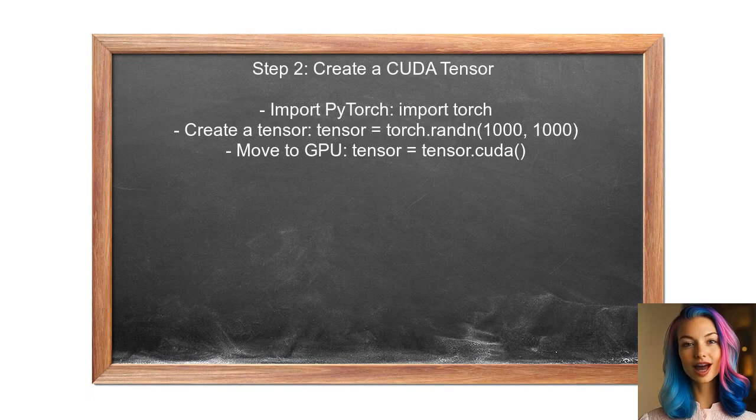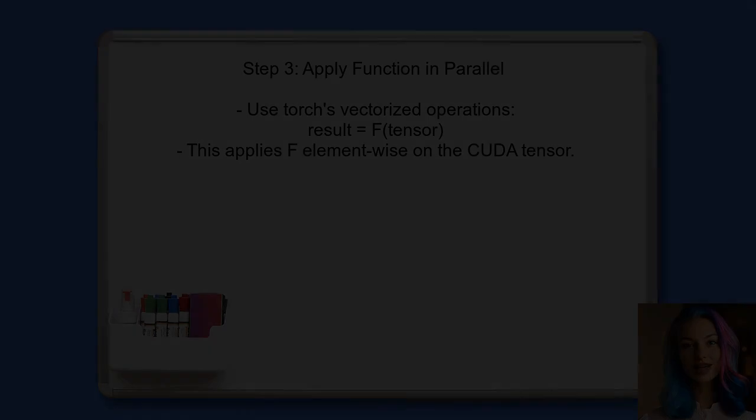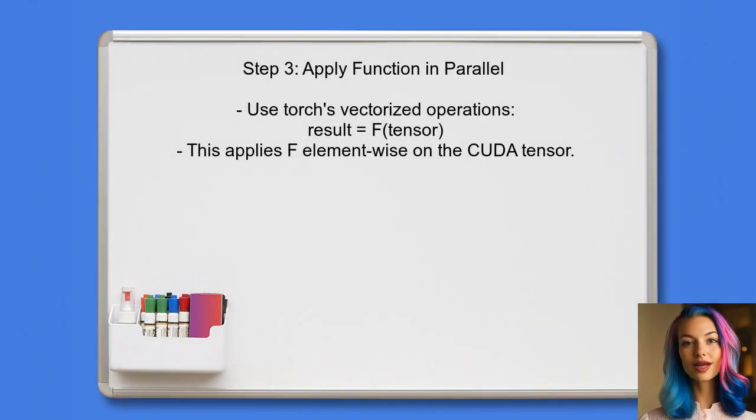Next, the user should create a CUDA tensor. This can be done by using the torch library to generate a tensor and then moving it to the GPU. Now, the user can apply the function f to the CUDA tensor. To do this efficiently, they should use torch's built-in functionality to ensure that the operation is performed in parallel on the GPU.